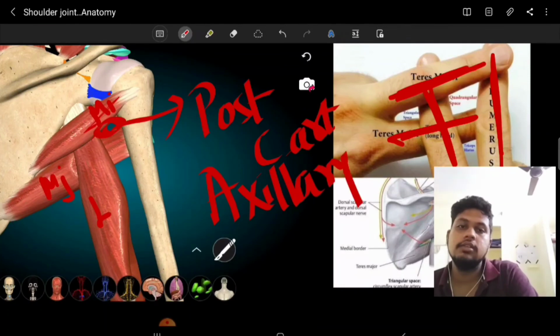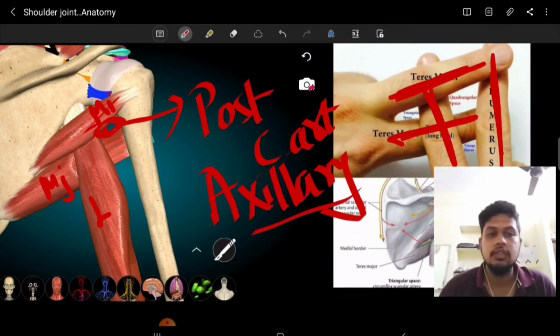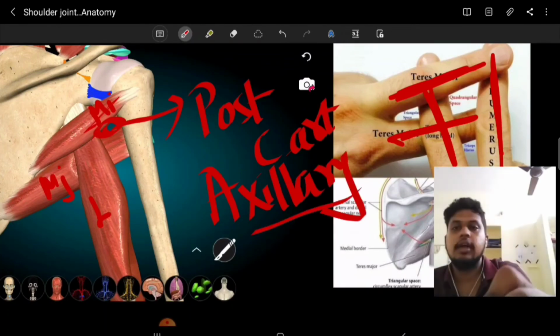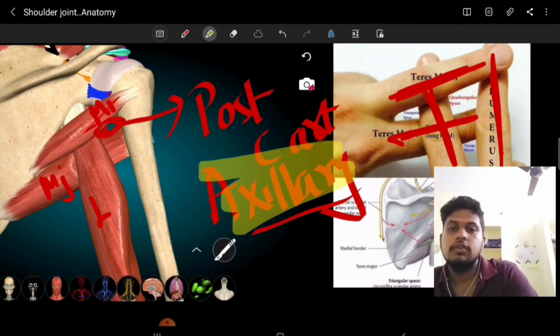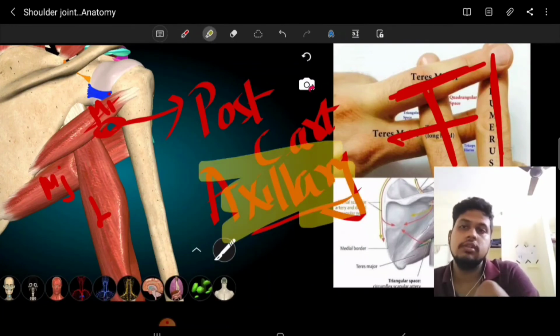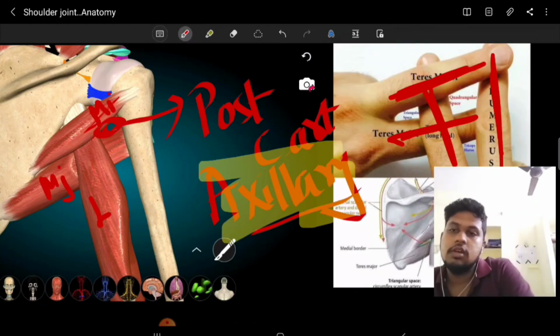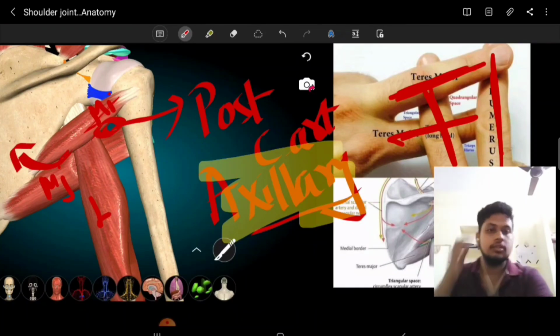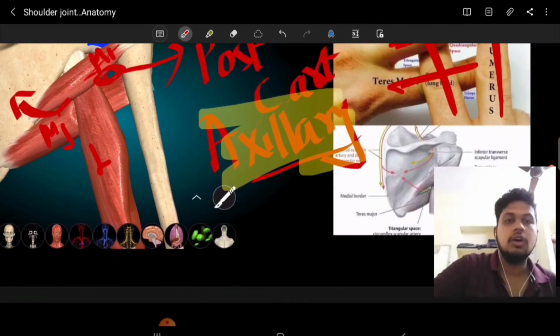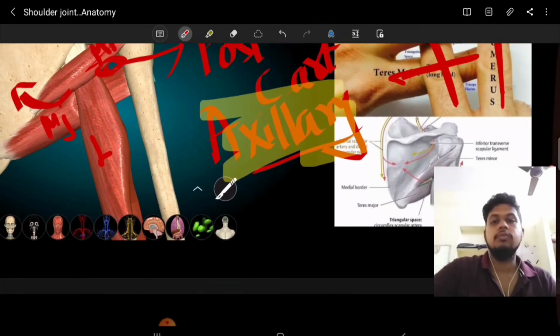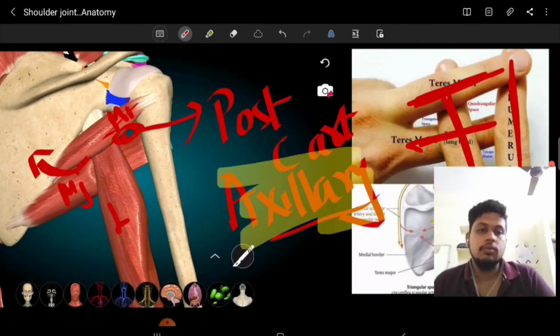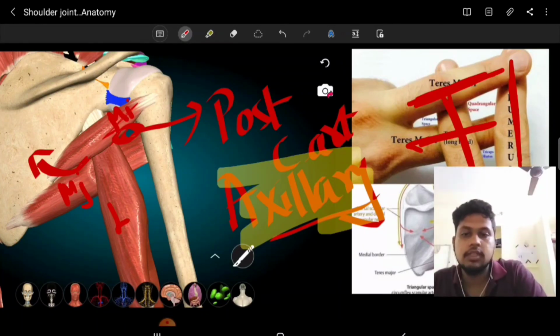So in today's case, there was a question: which is the nerve injured in shoulder joint dislocation? The answer is axillary nerve. As you can see, it passes very near to the shoulder joint. And also the circumflex scapular artery passes through the upper triangular space. So this is the anatomical significance of the spaces. From this, we are able to conclude in brief about the shoulder joint and the related anatomy. In the next video, we will discuss shoulder dislocation, which is the exact case.